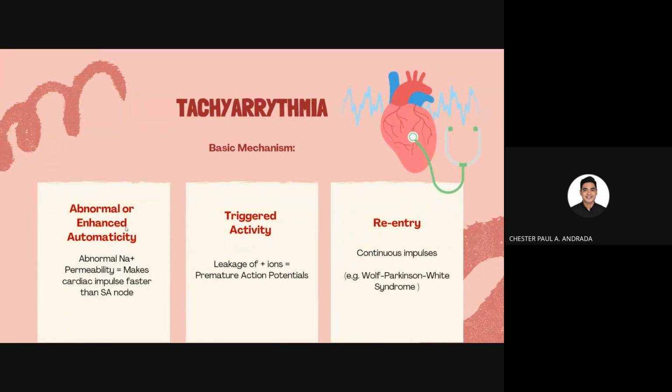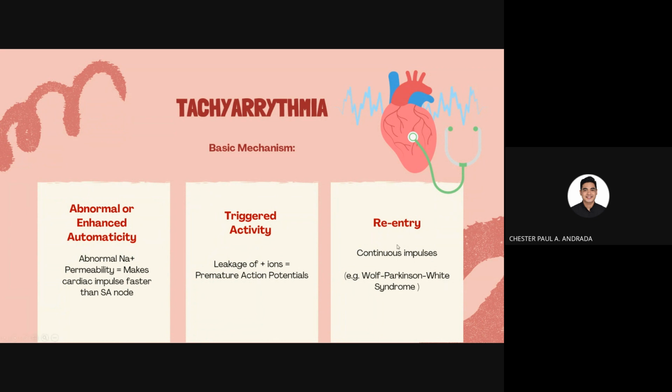usually ito po yung hindi pa po re-release nung impulse yung SA node, pero nagsa-start na po mag-contract nung tawag dito, nung AV node hanggang sa bundle of branches tsaka sa Purkinje fibers. So eto naman po, leakage ng ions, premature or potential action potentials po.